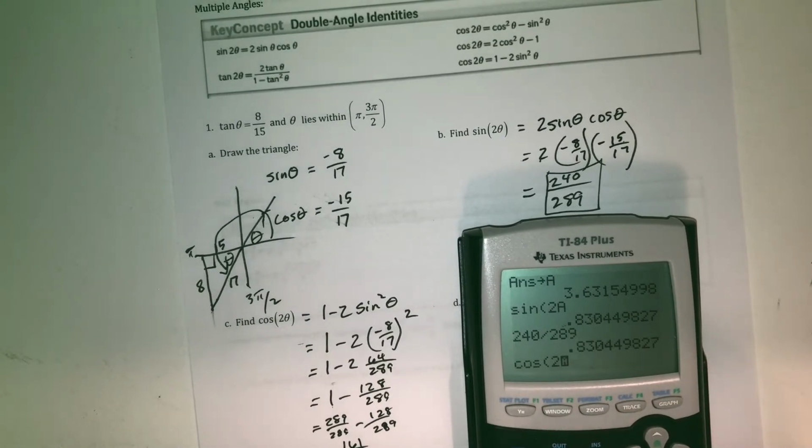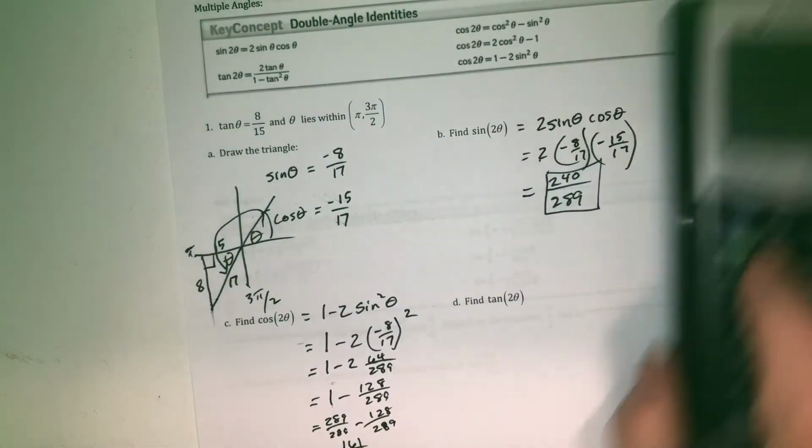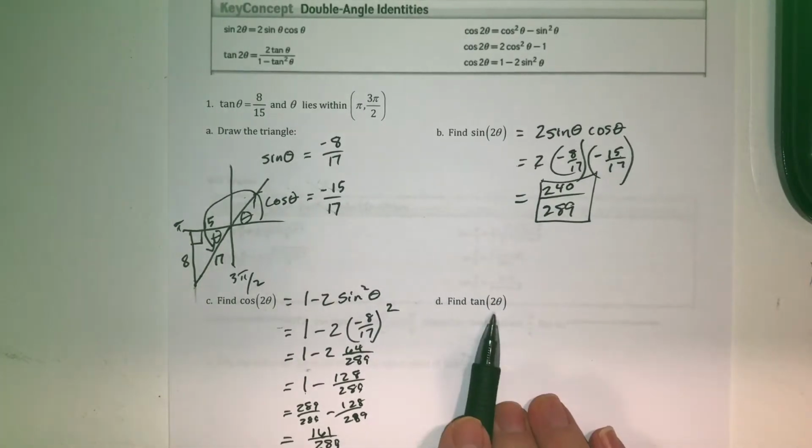All right, and now that I've still got theta in here, I could just type in the cosine of 2 alpha. All right, and that is this value right here. That should be the same thing as 161 divided by 289. And if you hit math enter, you'll see that it is. All right, let's go do the tangent of 2 theta.